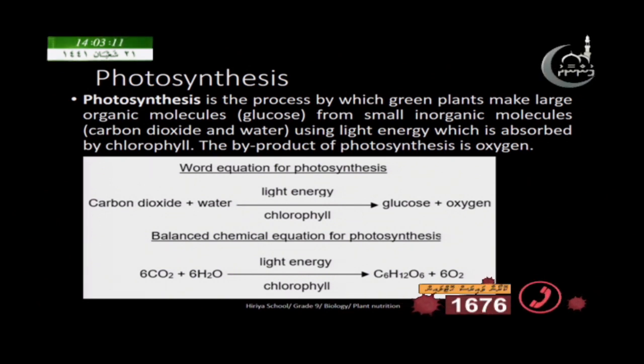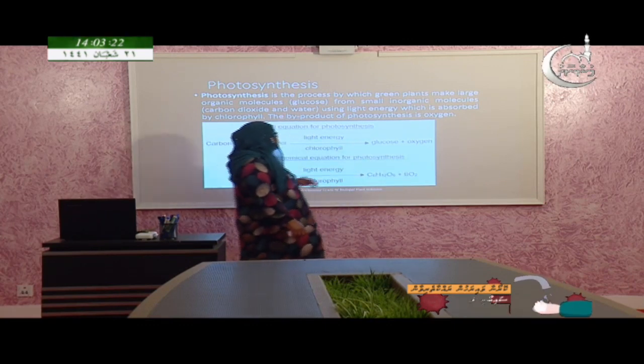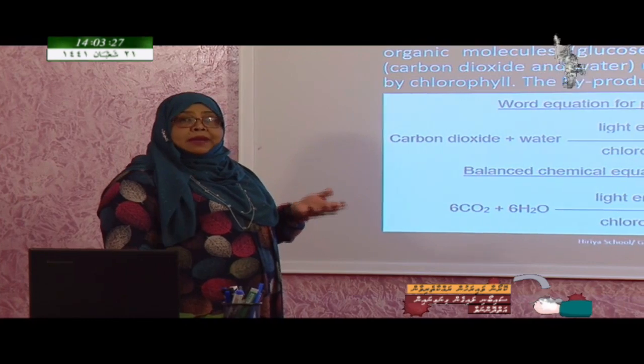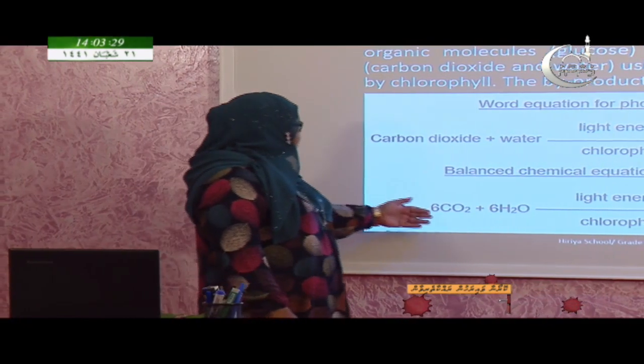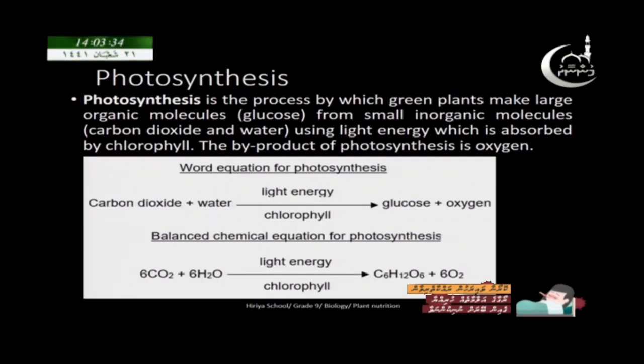Now, these two equations are very important. In the exam, if there is a word equation, you have to write in words. So, that means carbon dioxide plus water, light energy, chlorophyll, they produce glucose and oxygen. But in the exam, if they have asked you for a chemical equation, that means it should be balanced. So, it is always 6 molecules of carbon dioxide with 6 molecules of water. In the presence of light energy and chlorophyll, they give out glucose. The formula for glucose is C6H12O6 and 6 molecules of oxygen as a byproduct of photosynthesis.